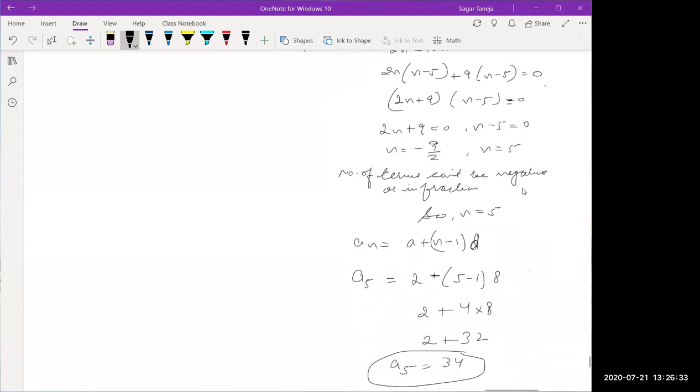If you find any confusion in this question, then you can ask me again. If it is clear, then also you can tell me, sir, it is clear. Then I'll move ahead. Okay. Okay, fine. Moving on further to the next question.